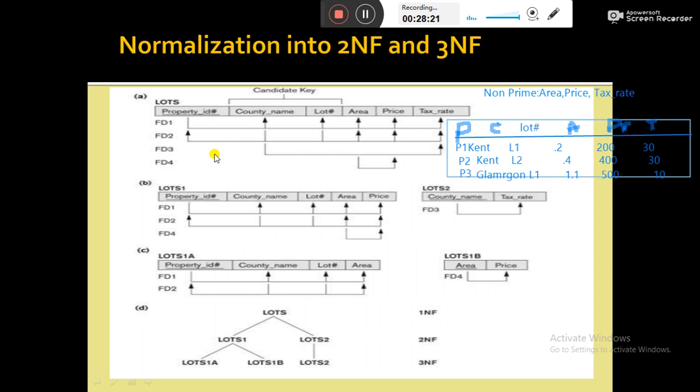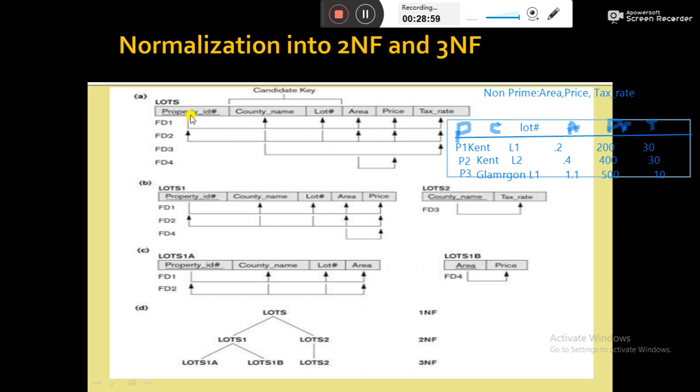So due to FD3, the relation violates 2NF. Why? Because all non-prime attributes should be functionally dependent on the entire composite primary key. Here from FD2, we can see that area, price, and tax rate are dependent on the composite primary key. But due to FD3, tax rate, which is a non-prime attribute, is not fully functionally dependent on the composite primary key. Rather, tax rate is partially dependent: it is dependent only on county name, not on lot number. So FD3 violates 2NF. The relation lots is not in 2NF.